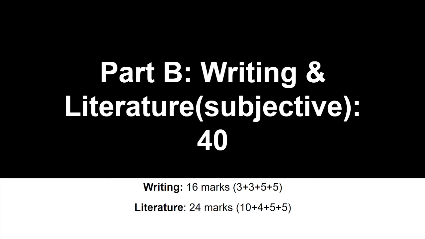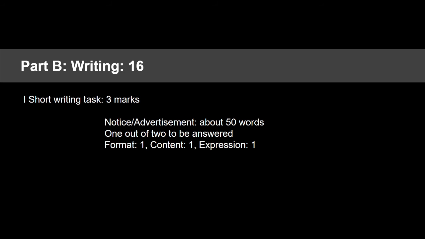Now part B. Part B has writing and literature, as you can see, and you can see that the questions are subjective. Writing carries 16 marks, 3 plus 3 plus 5 plus 5. And literature 24, 10 plus 4 plus 5 plus 5. In writing, the first one is a short writing task that carries 3 marks.